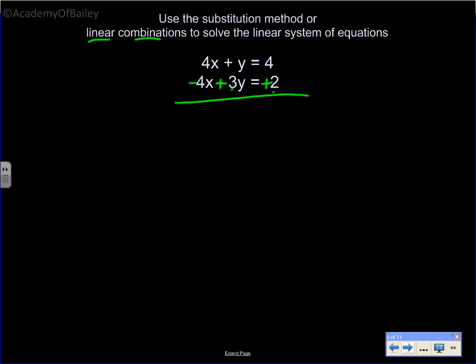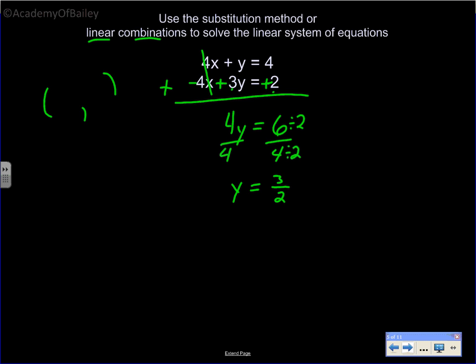And now I'm going to add. 4x plus -4x is going to cancel to give us 0x. 1y plus 3y is 4y. And 4 plus 2 is 6. Divide by 4, so y is equal to 6 over 4. Each number reduces by 2, right? I can divide each one of them by 2, so 6 divided by 2 is 3, 4 divided by 2 is 2. So y is equal to 3/2, so we put that on the right side.